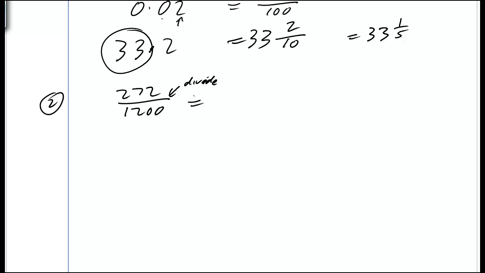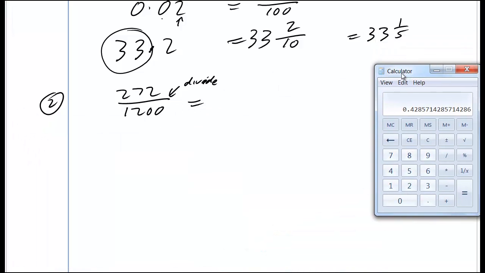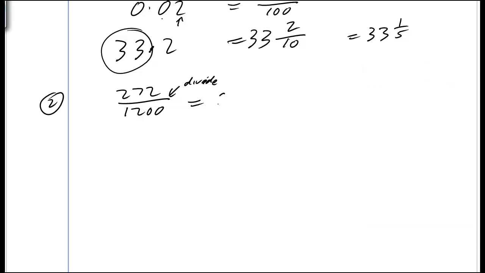Okay, so if we get a calculator out, let's just grab a calculator here. Let's clear it. It's going to be 272 divided by 1,200 equals, there you go. So the answer is, let's round it off to the third decimal place, 0.227. So 0.227 is the answer.